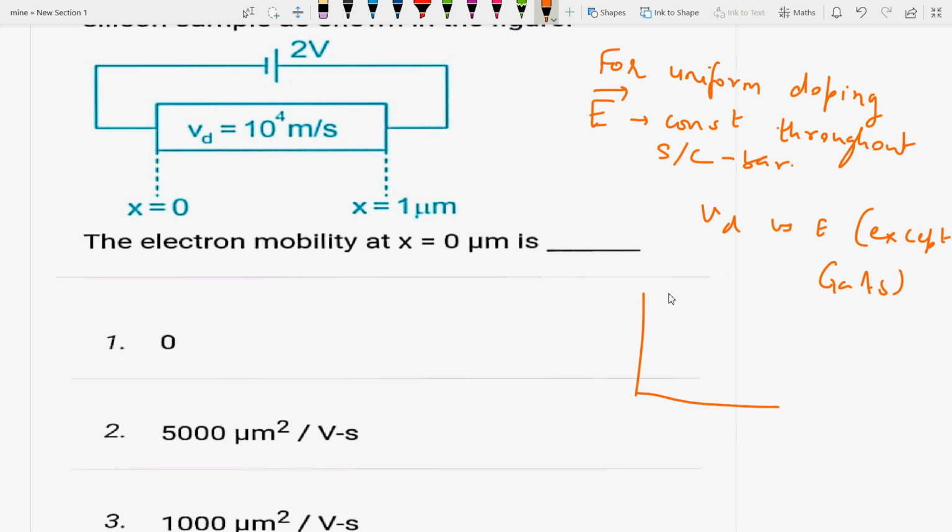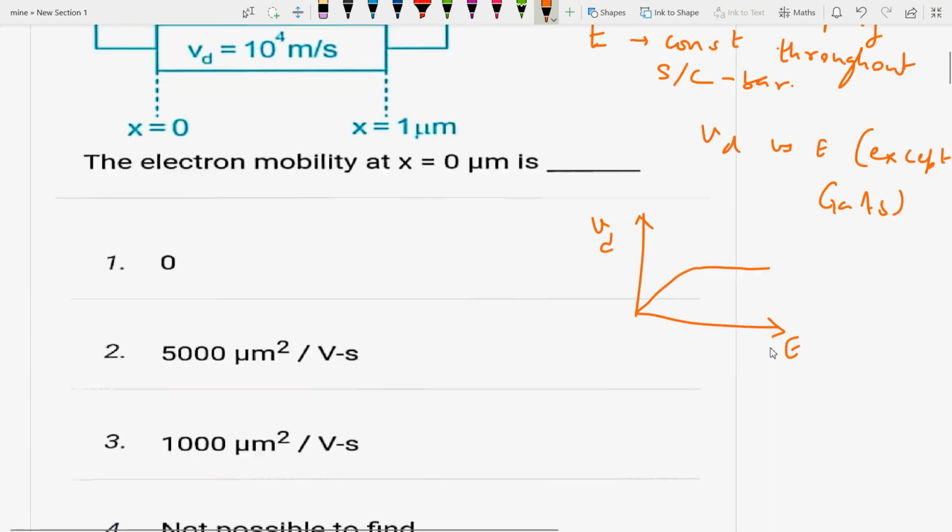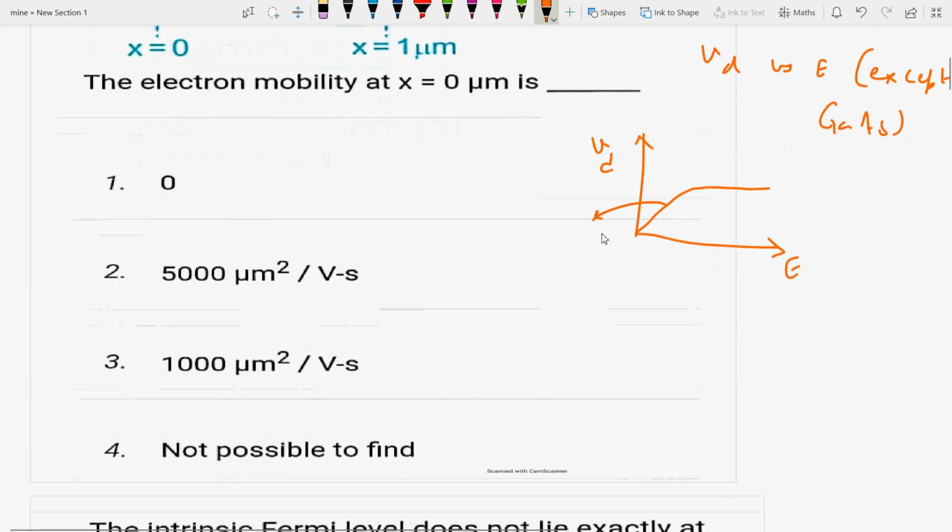is, for example, if I draw the graph, this is drift velocity versus electric field. So it will be like this way, okay. So the initial slope of this curve gives the mobility of electrons, like mu n is equal to vd upon E. This is the initial slope of the curve.